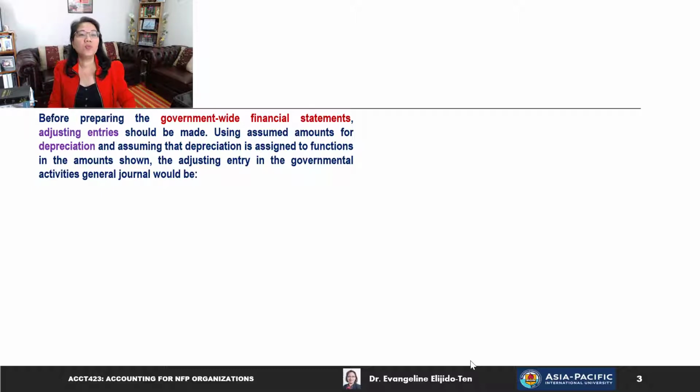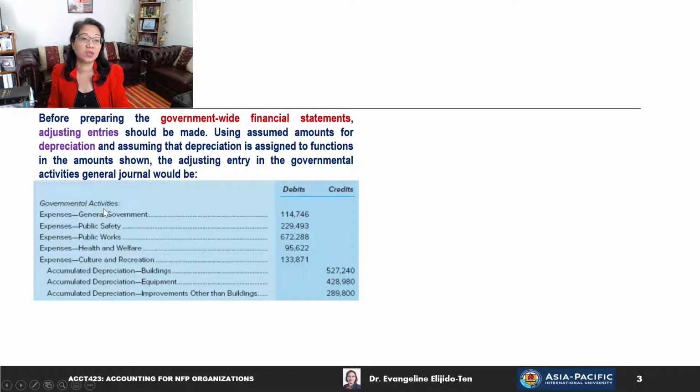Right. So before preparing the government-wide financial statements, we are told in the previous slide that adjusting entries must be made. So how should this adjusting entry look like? Well, using assumed amounts for depreciation and assuming that depreciation is assigned to functions in the amounts as shown in this adjusting entry. So the functions are the general government, public safety, public works, and so forth and so on. So we are assuming that we have been provided with these figures.